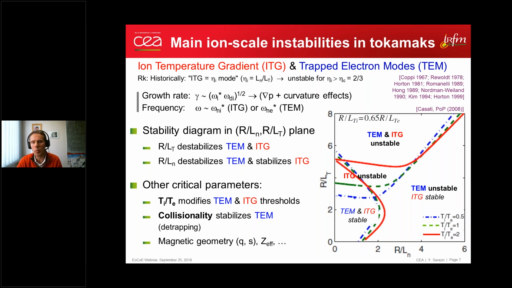There are some other parameters which play an important role also in controlling the threshold of those instabilities. One can mention the ratio of the ion over the electron temperature, the collisionality, which stabilizes the trapped electron modes, and the magnetic geometry as well.